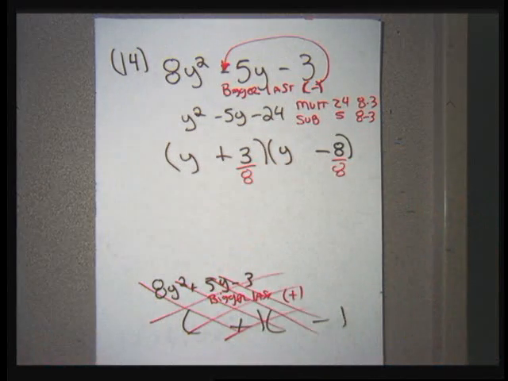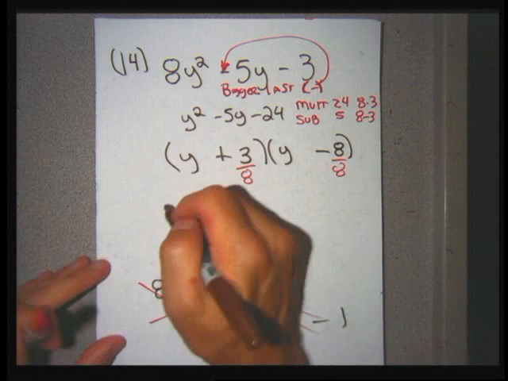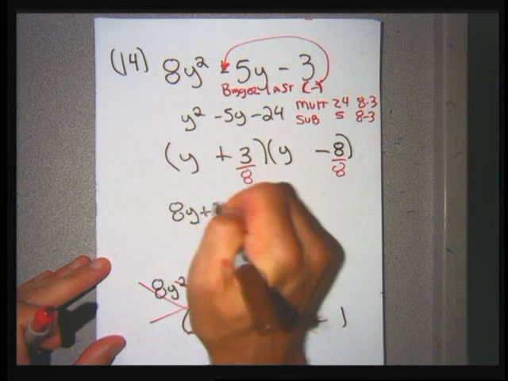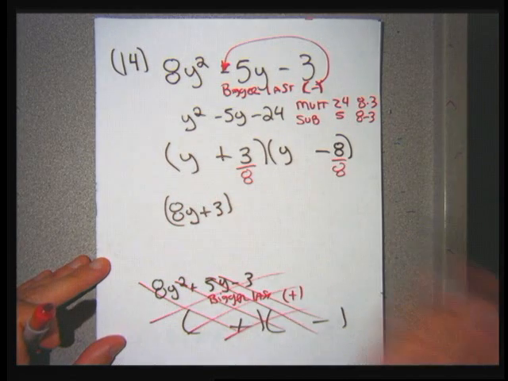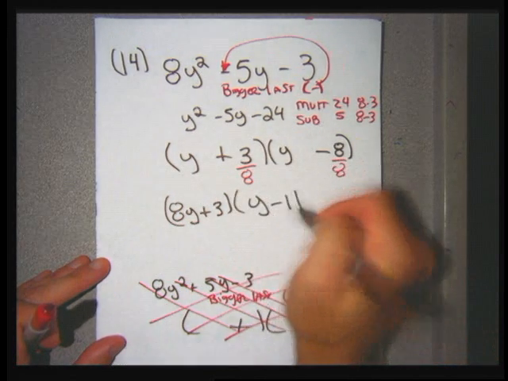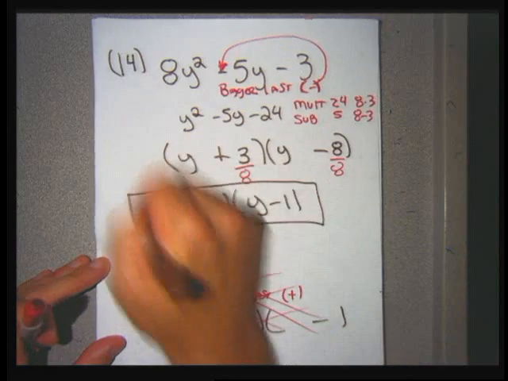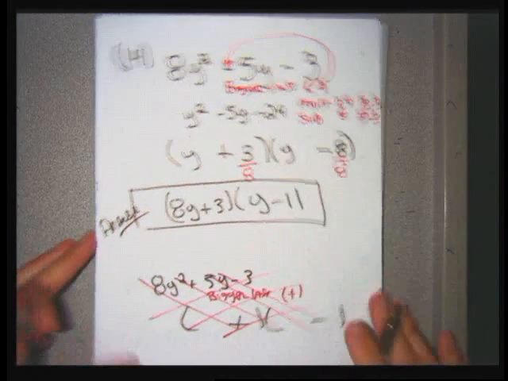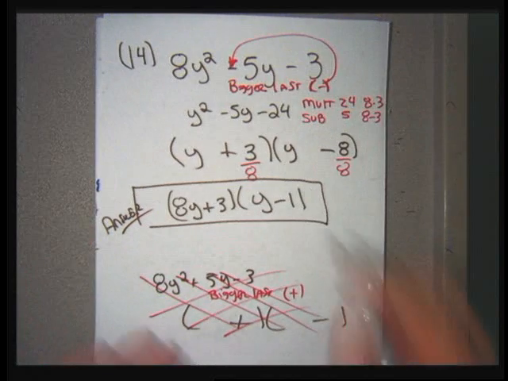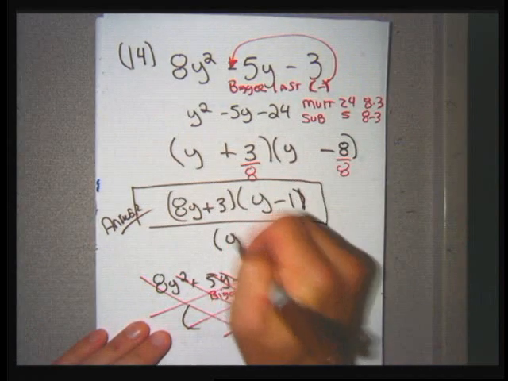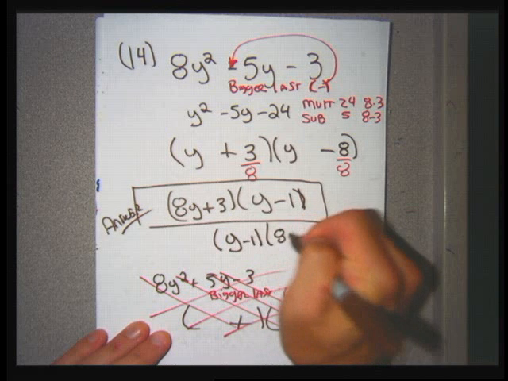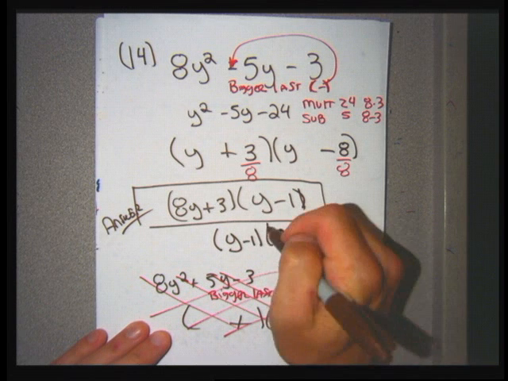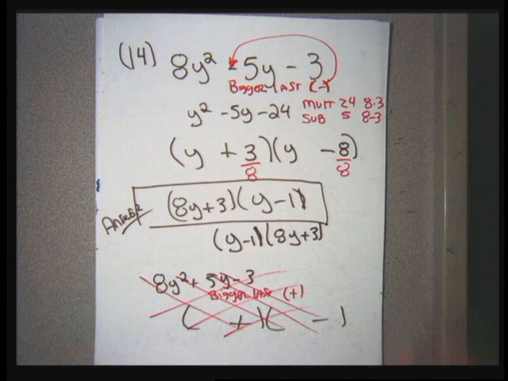First fraction, 3 over 8 doesn't reduce. I just bring the bottom straight up and get an 8y plus 3. Second fraction, the 8 over 8 reduces to 1. I'm not going to bring a bottom up when the fraction reduces and goes away. The answer to 14 is going to be 8y plus 3 times y minus 1. It wouldn't be wrong to say it y minus 1 times 8y plus 3. That would be equivalently correct, just as long as the minus 1 goes with the y and the plus 3 goes with the 8y. Could FOIL that again to check it.